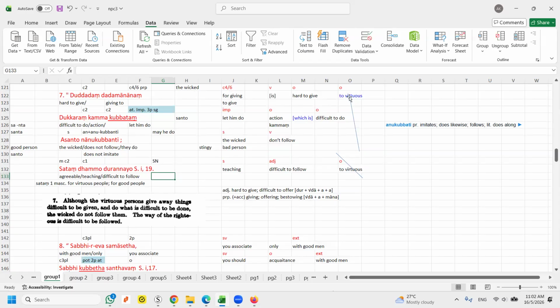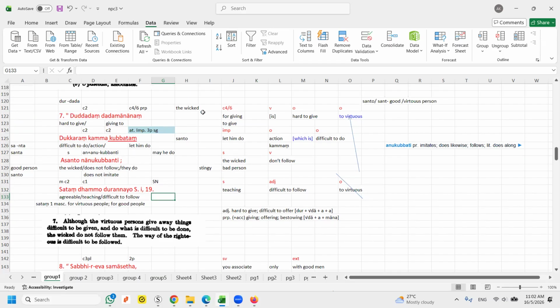Either this is the subject or this is the object. This is not mentioned. There are a few things not mentioned here because you were never able to find it. So that is how you should do. You don't translate every point to point, because when you read here, "to give is hard." That means to give is hard. That means here, the second line, let him do good action, do action which is difficult to do.